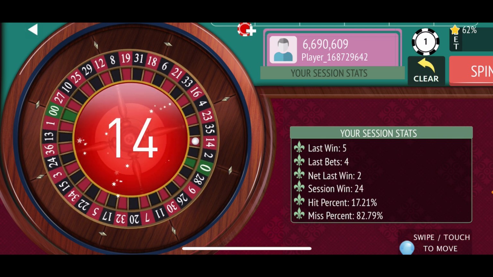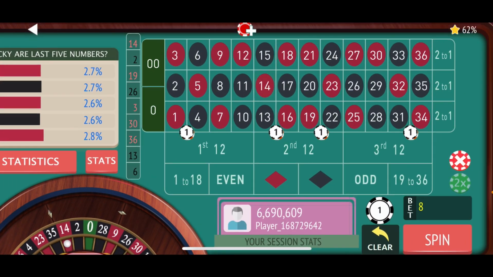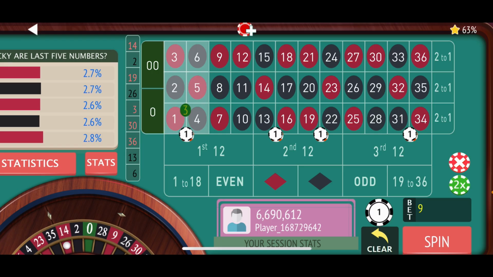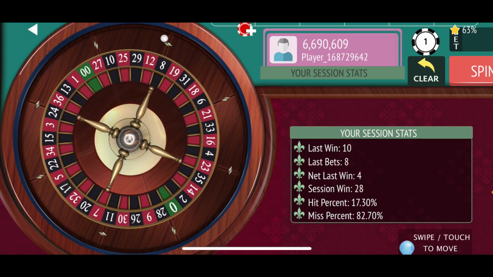I know my spin count's probably off, but I have 40 right now. All right, we got a hit right there. That's hit number 2. Now we go ahead and add another unit. Let's try to get hit number 3, and we could reset back to base.